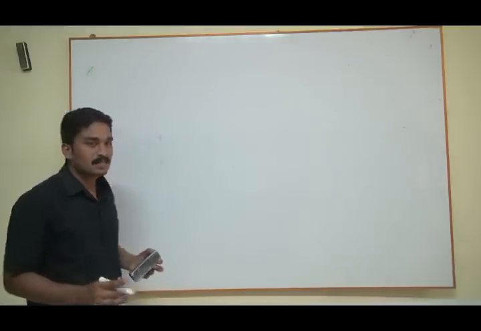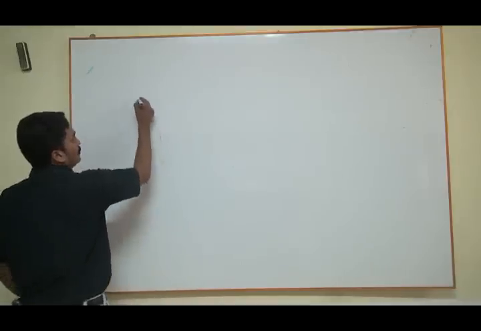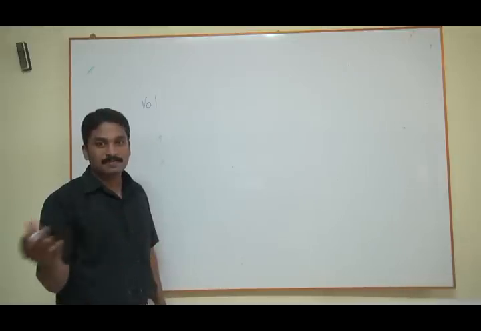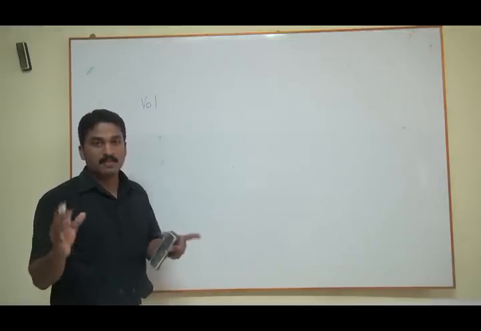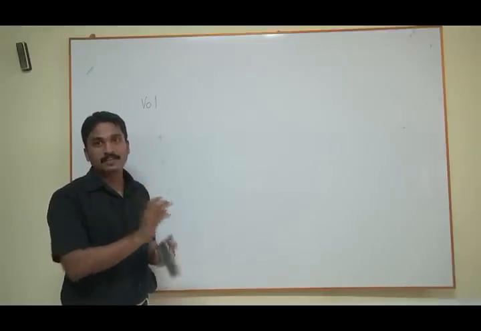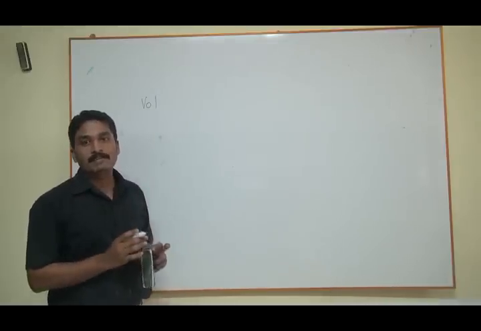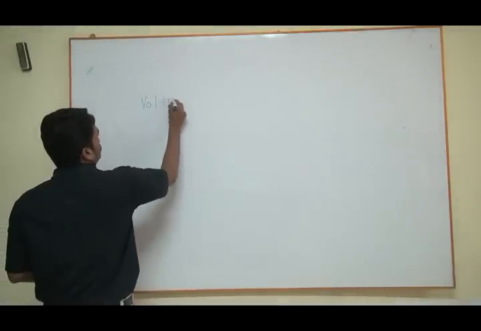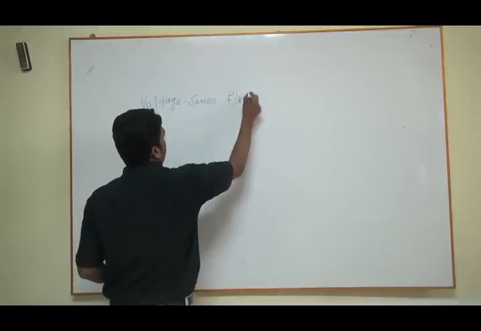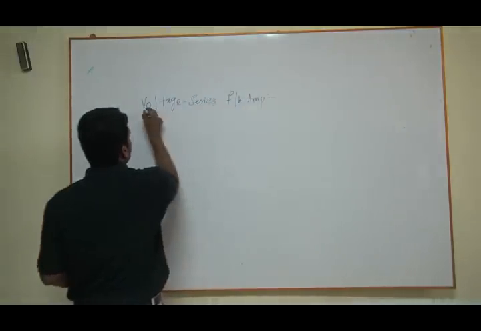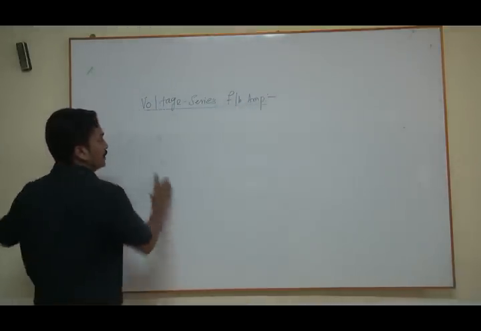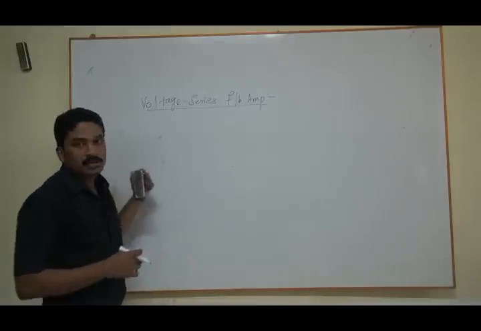So to analyze the voltage series feedback amplifier, we need not go with any extra circuits. We can directly take the voltage amplifier circuits because both are equal. The only difference is we have to include the feedback voltage in series with the inputs in the voltage feedback amplifier. So, voltage series feedback amplifier.